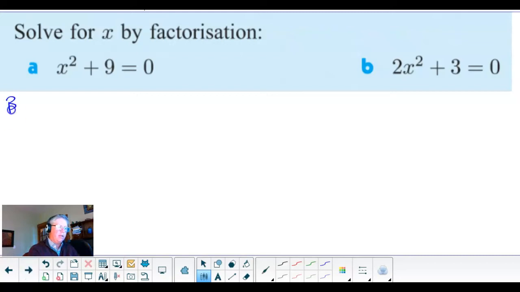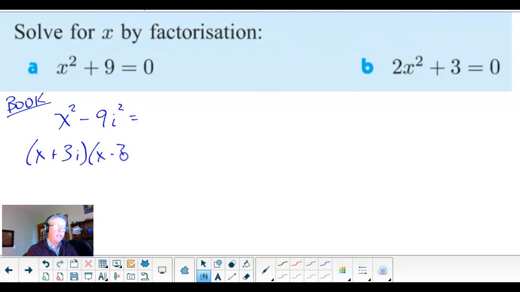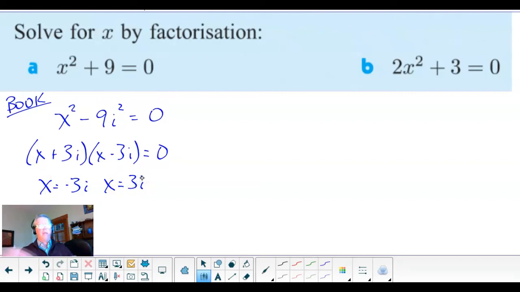This is how the book solves this problem. I just don't want you to see it in the book and get confused about what I want. I want you to do the easiest, most efficient method. But the book says, hey, I recognize this as x squared minus 9i squared. Okay, that negative negative, so that's x plus 3i, x minus 3i. And that's going to be x is equal to negative 3i and x is positive 3i. That's pretty cool. Wow. You bring in an i squared, you're using difference of squares.